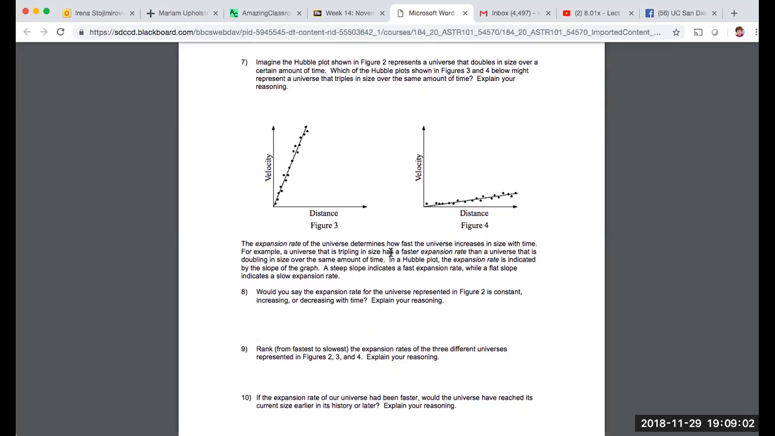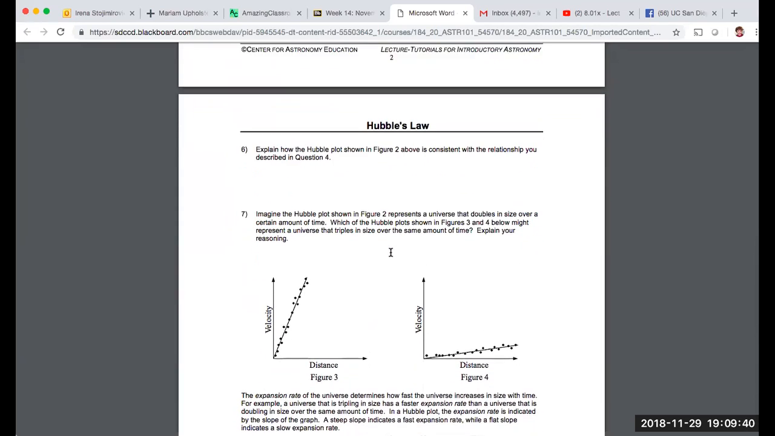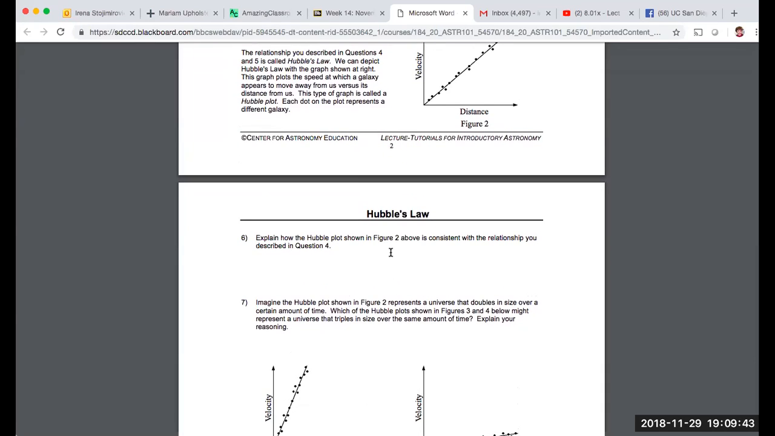Imagine the Hubble plot shown in figure 2 represents a universe that doubles in size over a certain amount of time. Which of the Hubble plots shown in figure 3 and 4 below might represent a universe that triples in size over the same amount of time? I think it would be figure 3, but I'm not really sure why. Okay, you're correct.